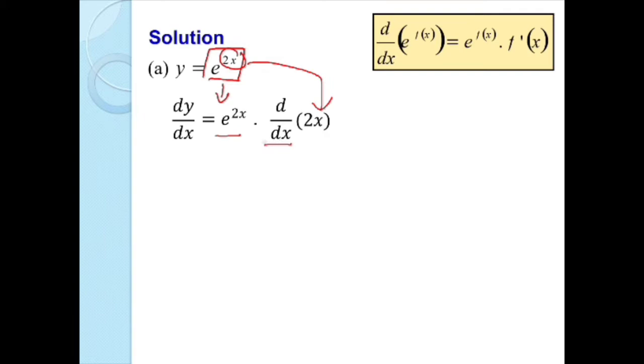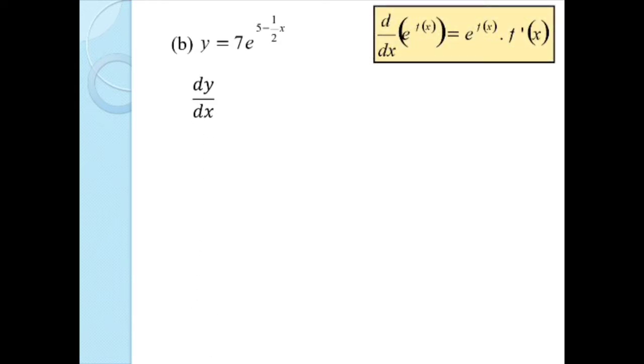So why do I write d over dx here? This means I have to differentiate this 2x. But I have not differentiated yet, so that's why I write d over dx in front. So the next step would be to differentiate this 2x term. After you differentiate 2x, you get 2. So multiply that 2 with the exponential term. Usually, we write the constant in front of the exponential term. So just bring 2 to the front of e, and that's your final answer.